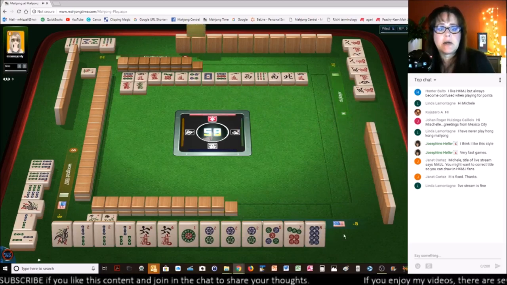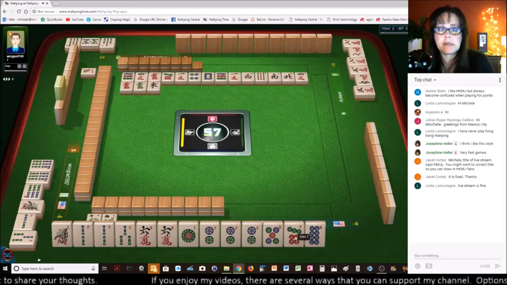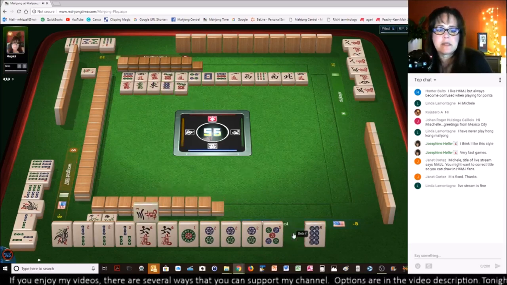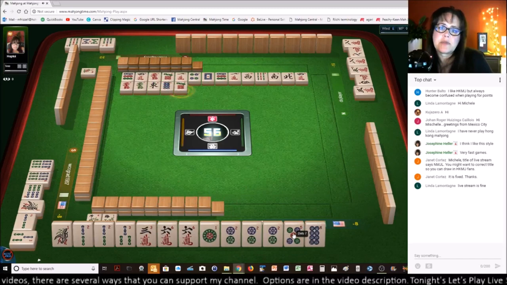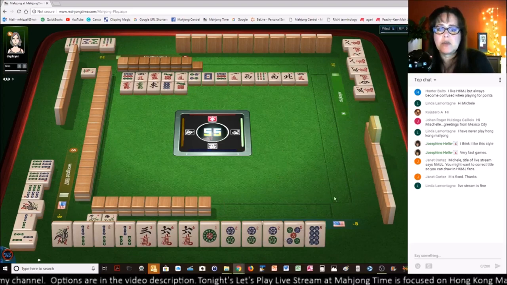So right now, green dragon. The 7 dot is probably going to be the best next easy discard. Next best discard, 8 dots. Let's get rid of the 7 dot. And the 3 crack, there's a 3 crack out in an exposure in a chow to my right, North.